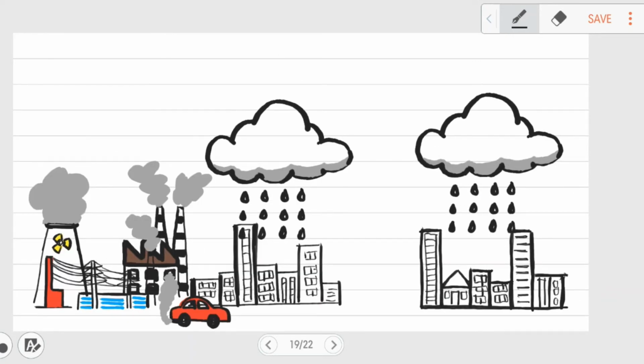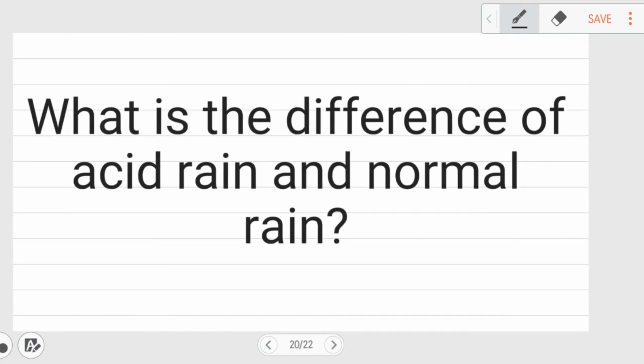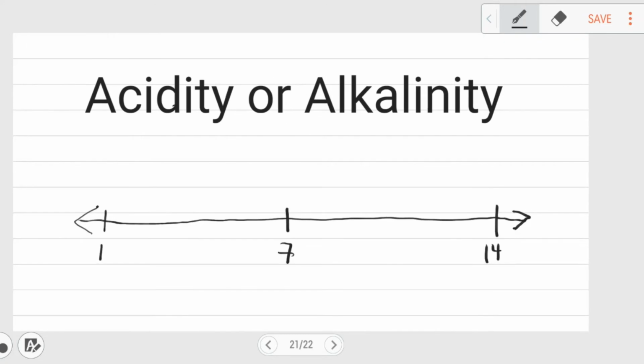What is the difference between acid rain and normal rain? The difference is in the alkalinity or acidity. Acidity or alkalinity is measured using a pH scale for which 7 is neutral. Substances lower than pH 7 are acidic, while substances higher than pH 7 are alkaline.